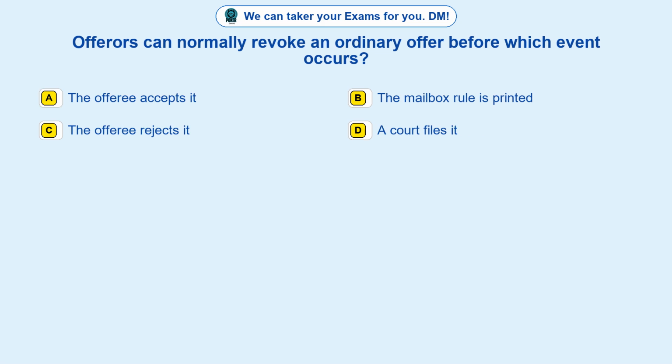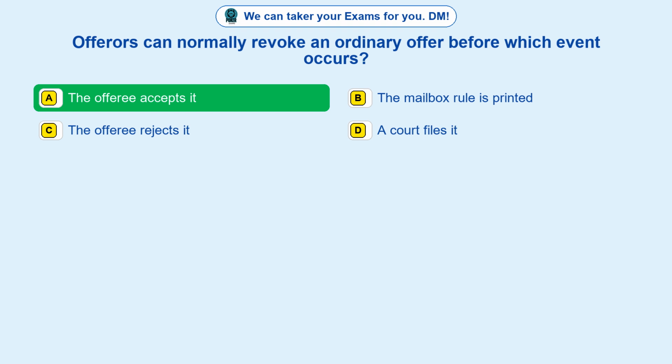Question 3. Offerors can normally revoke an ordinary offer before which event occurs? Option A. The offeree accepts it. Option B. The mailbox rule is printed. Option C. The offeree rejects it. Option D. A court files it. The correct answer is option A.